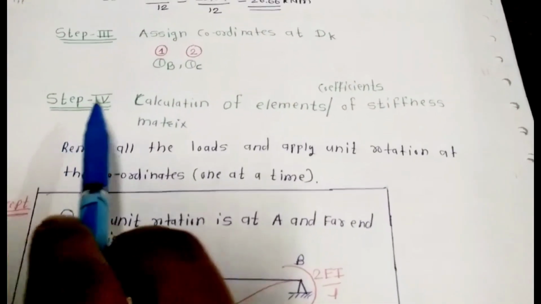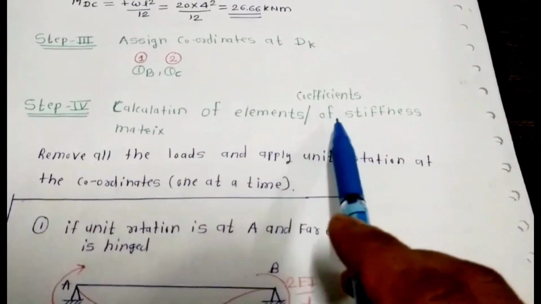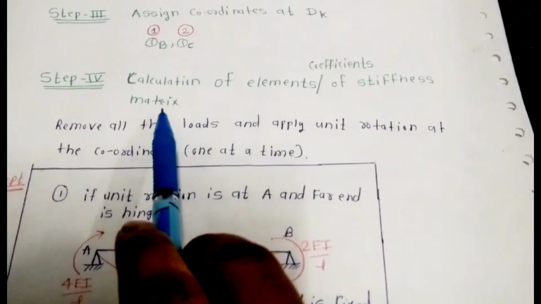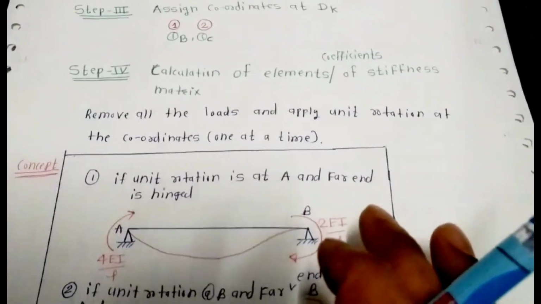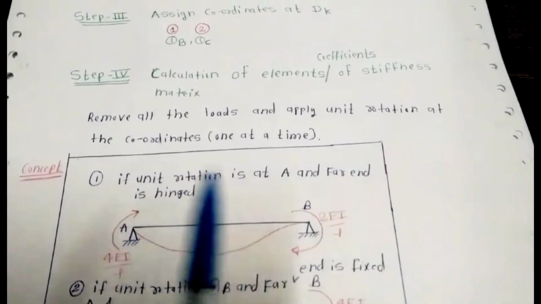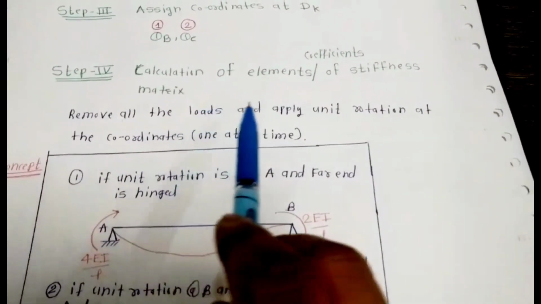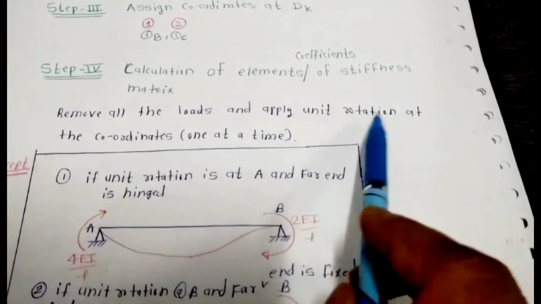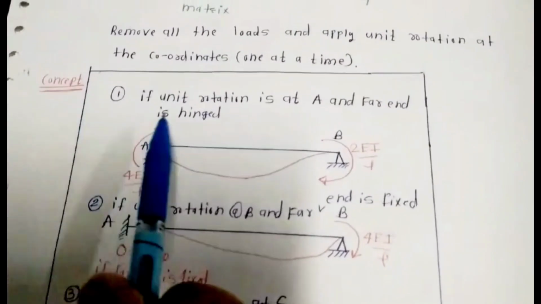Now we will see step number 4, that is calculation of elements or coefficients of the stiffness matrix. In this we will first learn the concept related to that, which will not be included in the solution. So first is remove all the loads on the beam and apply unit rotation at the coordinates one at a time. You can see this concept.